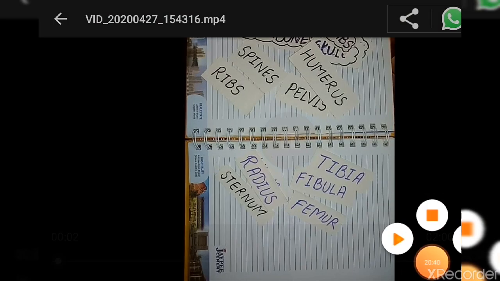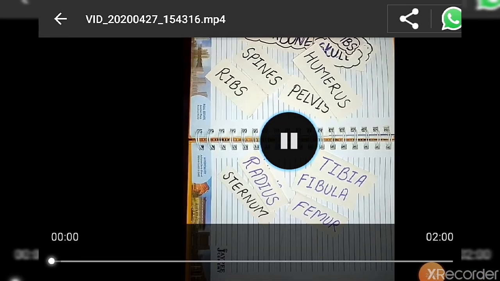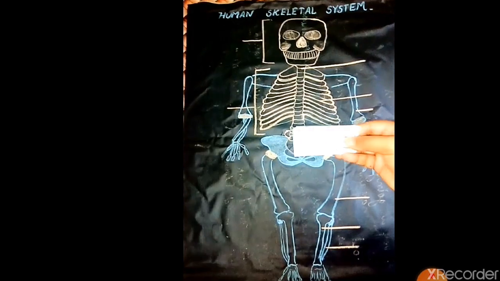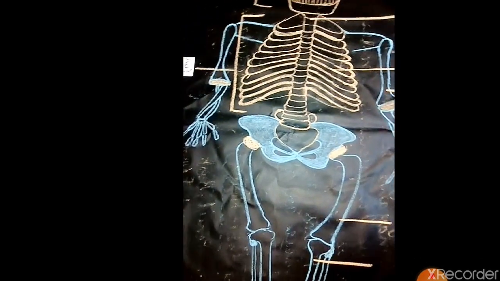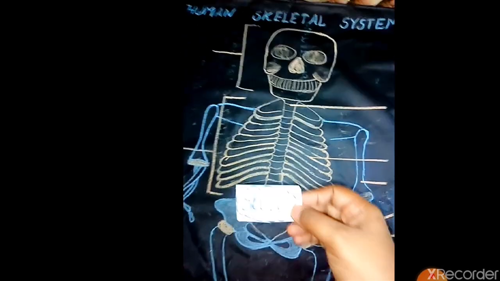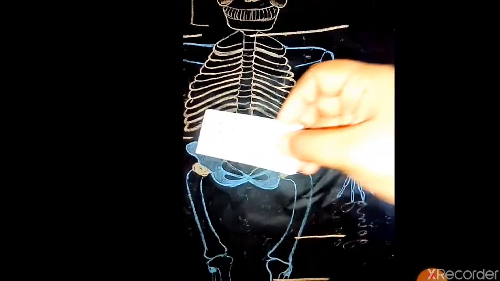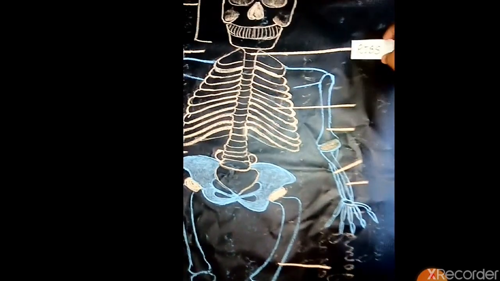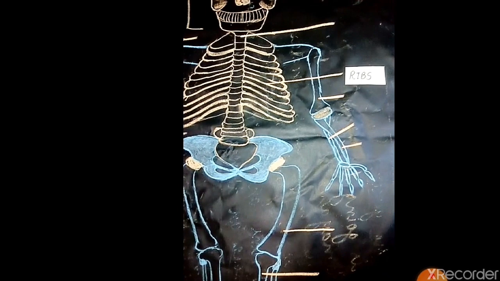Let us do some activity. Here I have given some bones. I have written the names of the bones on the chits. This is a skeletal system I have made on the board. So you have to fix these chits at the proper place. Rib cage. Very good. You have kept this rib cage at the proper place. Now take this skull. Where is the skull? Very good. Skull is at the proper place. Now, where are the ribs? Can you find out? Yes, these are the ribs. Very good. Now, what's the next chit?